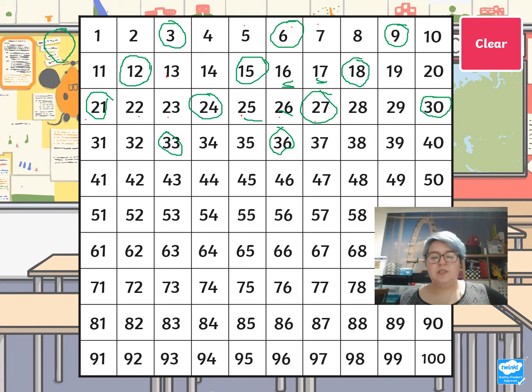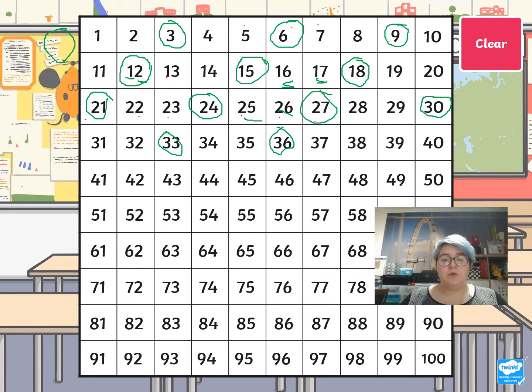Now I've got a little sneaky thing to show you, boys and girls. The multiples of 3, if you add the units and the tens together, they add up to either 3, 6 or 9. If you do 1 add 2, that's 3, so 12. 15, 1 add 5 is 6. 18, 1 add 8 is 9. So if you've noticed there, when we're adding them up, they either add up to 3, to 6 or to 9. So that's quite a sneaky way to do it, if you notice that little pattern.